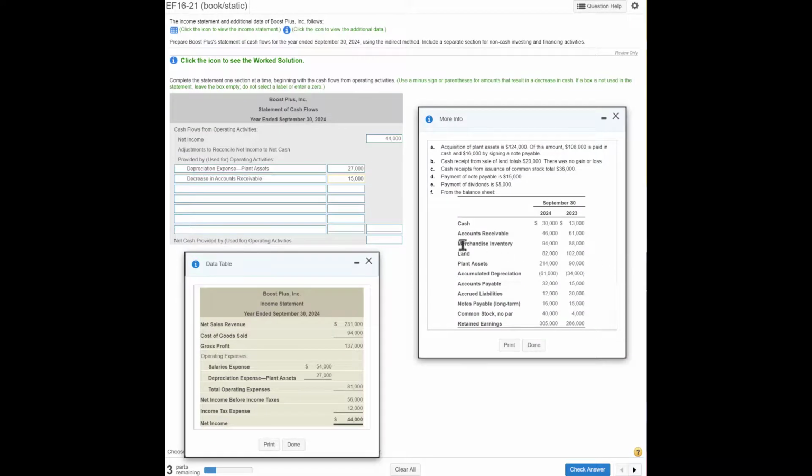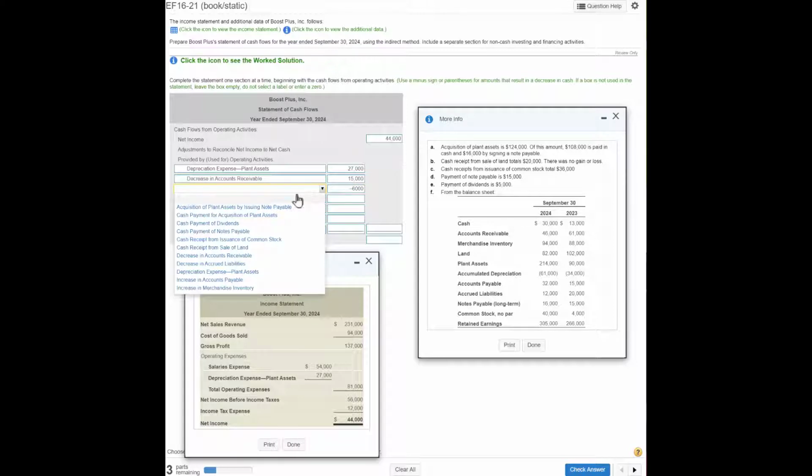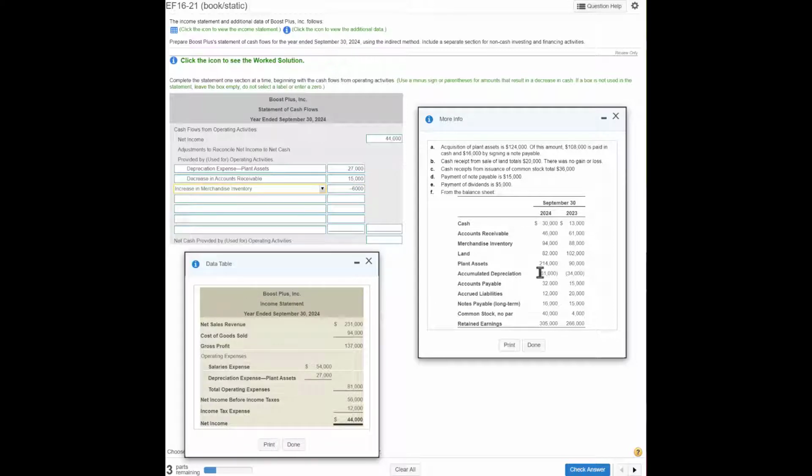So the next one is just that, inventory. So inventory went from 88,000 to 94,000. So if inventory went up, then cash went down. So we're going to subtract the difference. And the difference is $6,000. And we call that an increase in merchandise inventory. Okay. And that looks like that's the last of the current assets.